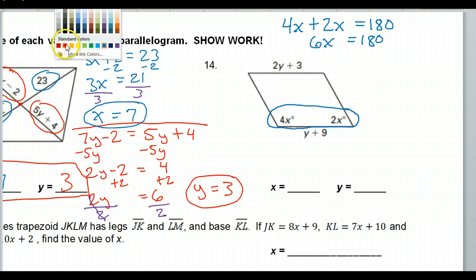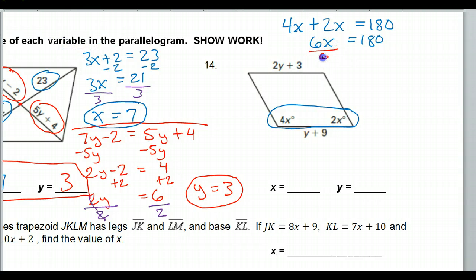Divide both sides by 6. And voila. There you have it. So x is going to equal 30. Okay? So x is 30.